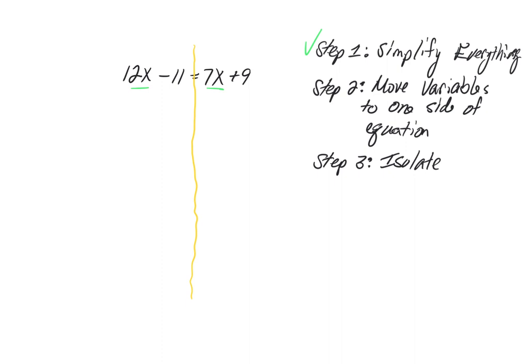When you're doing this, you can do it in different ways. Some people like to move their lower variables to the variable that has more on that side, so that way their variable is staying positive. I always just move to the left. So I'm going to move this 7x to the other side.